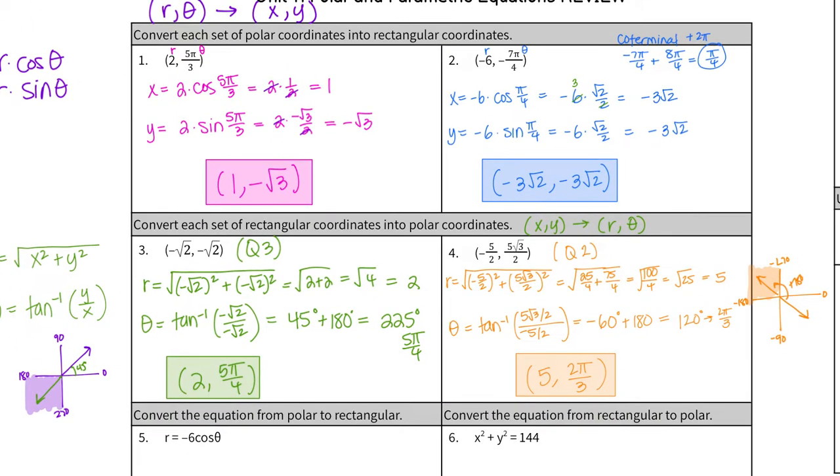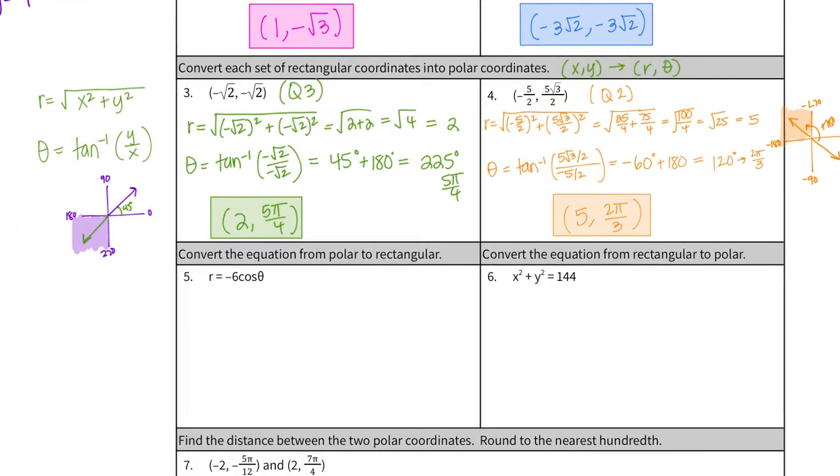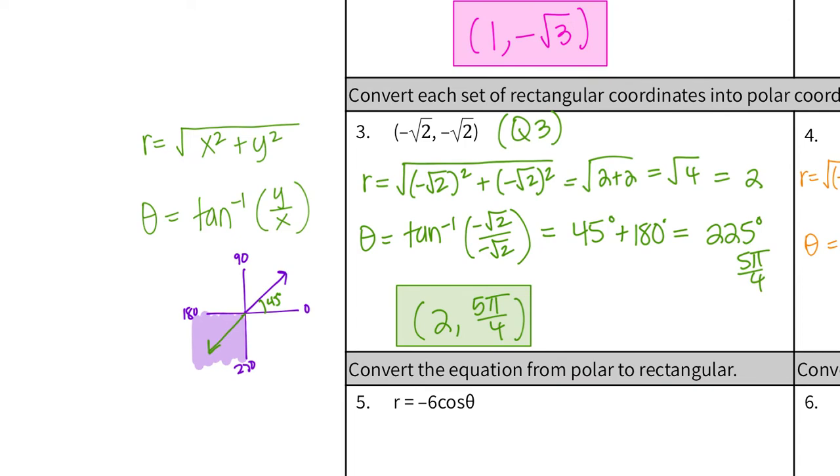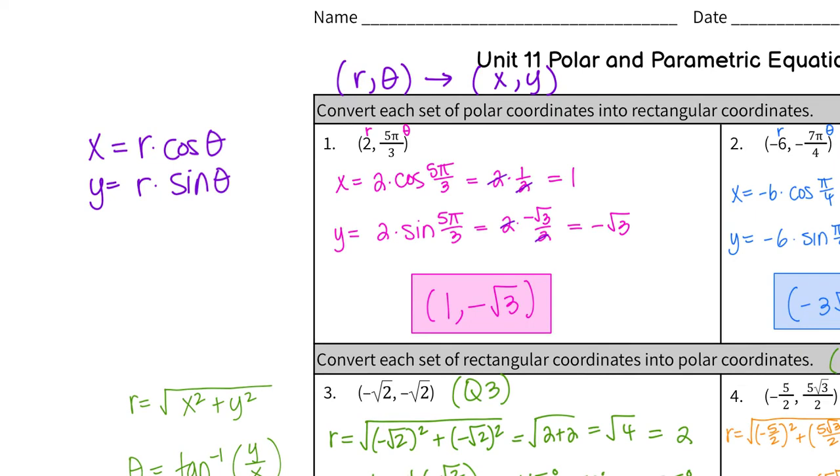Okay, so those were just for coordinates. Now I want to convert some equations. So this one, it's polar already. They want us to convert it into rectangular. So see how it has r and theta? I want to switch it around to where it has x and y. So these same little equations that we used up here for r and theta, and then for x and y, those come in handy here when you're converting equations as well.